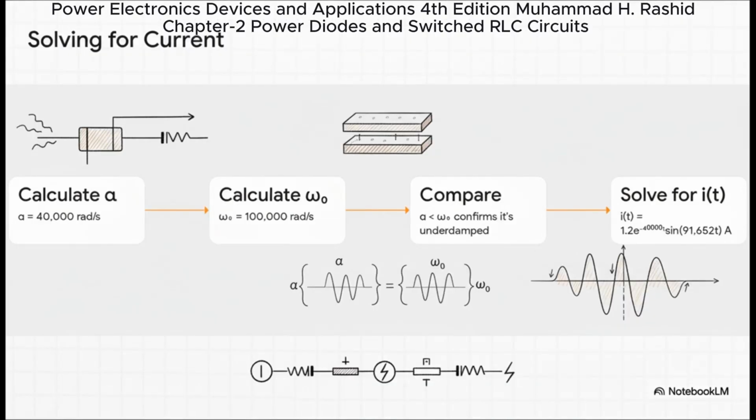Okay, so we run the numbers. Our damping factor, alpha, the brakes, comes in at 40,000. But the natural frequency, the wobble, is way stronger at 100,000. And right there, that confirms it. Our circuit is underdamped. The wobble wins. And that math leads us to this final equation, which perfectly describes the oscillating, decaying current we're expecting to see.